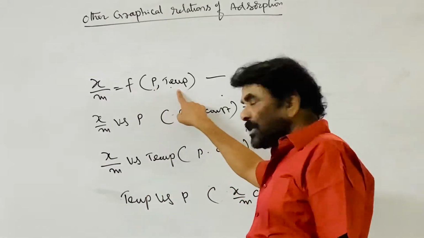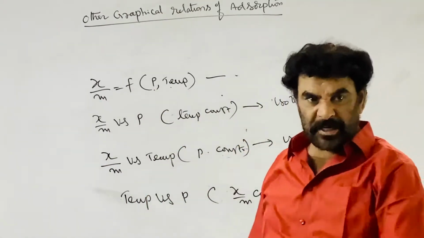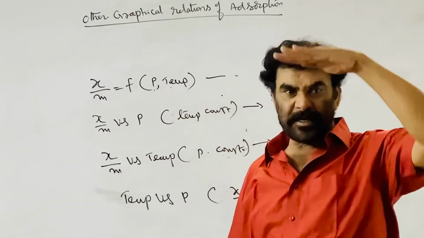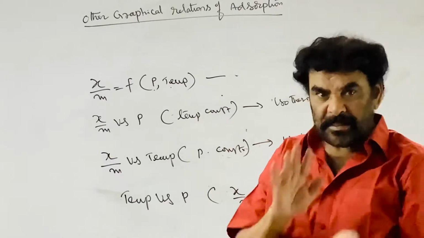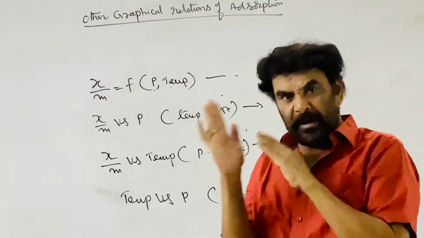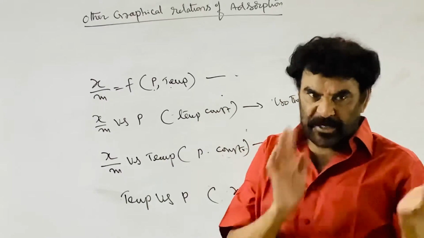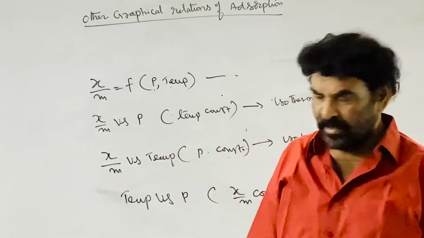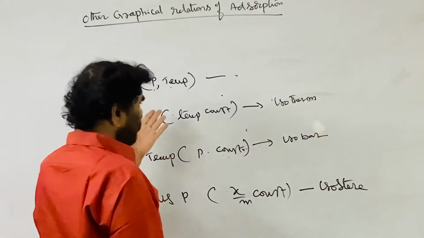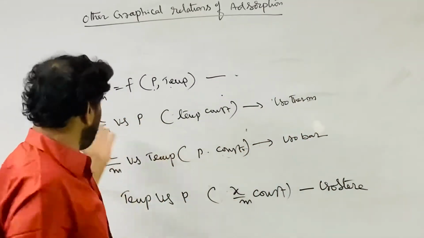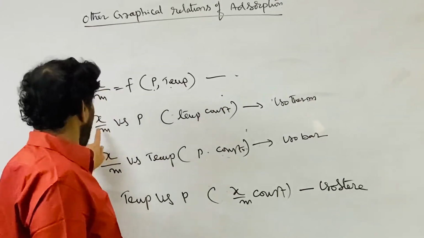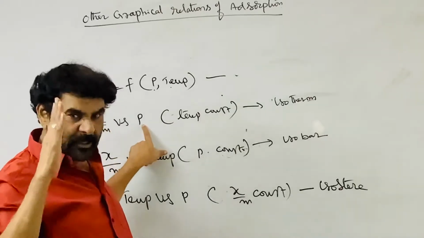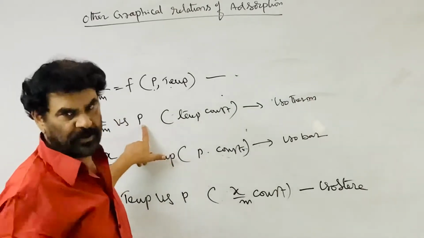As the temperature increases, the extent of adsorption decreases. As the pressure increases, the extent of adsorption increases. The effect of temperature and pressure on the extent of adsorption is exactly opposite. We can draw different graphs and give the relation between the extent of adsorption and pressure. This gives the pressure effect on the adsorption.